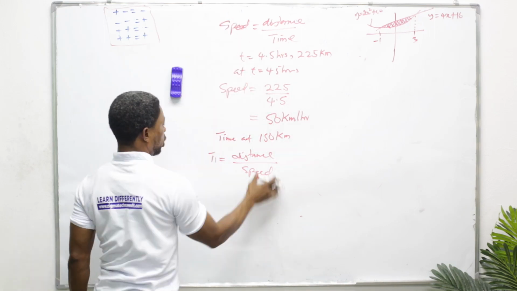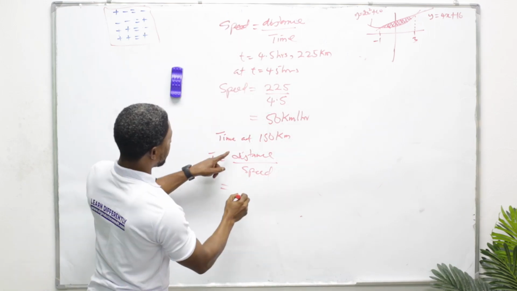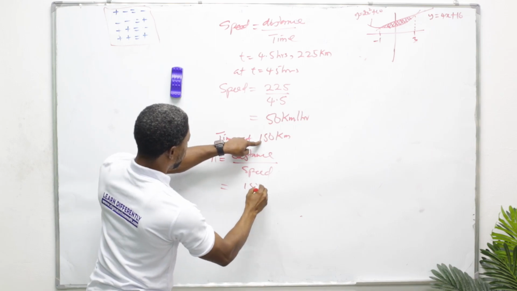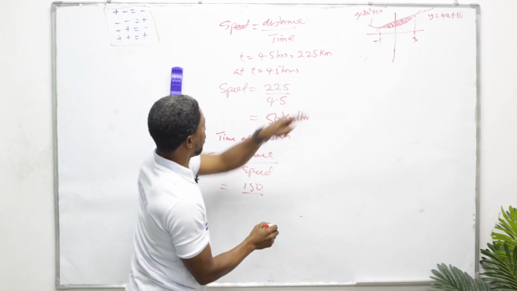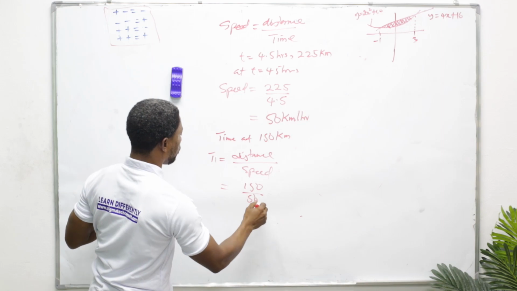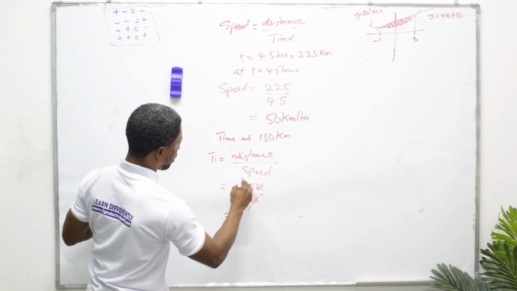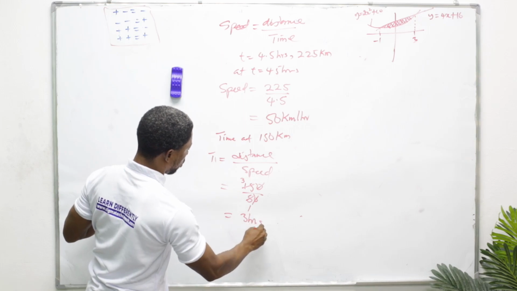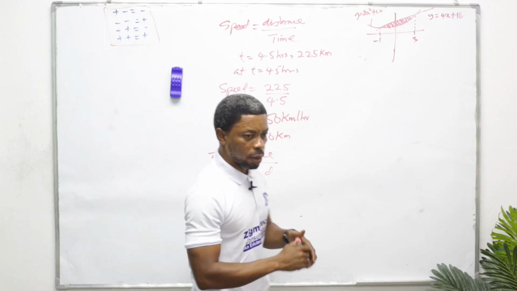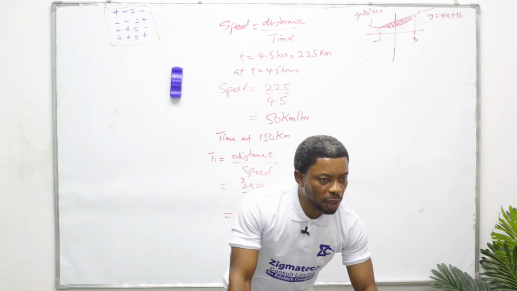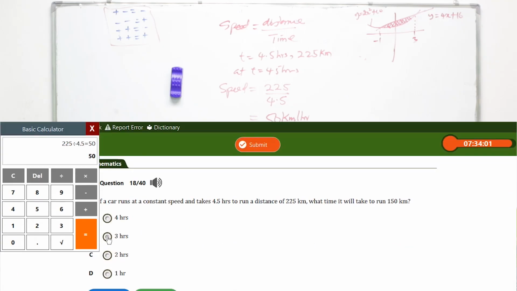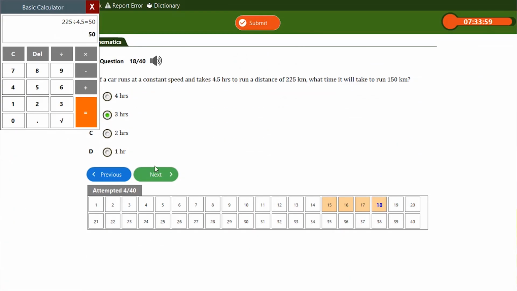If you cross multiply, this is what you are going to have. So now my distance has changed to 150, no more 225, and then your speed is 50. So this will cancel this. So 5 here, 1, 5 here, 3. So the time taken is going to be 3 hours. Let's check. Our answer is B, 3 hours.